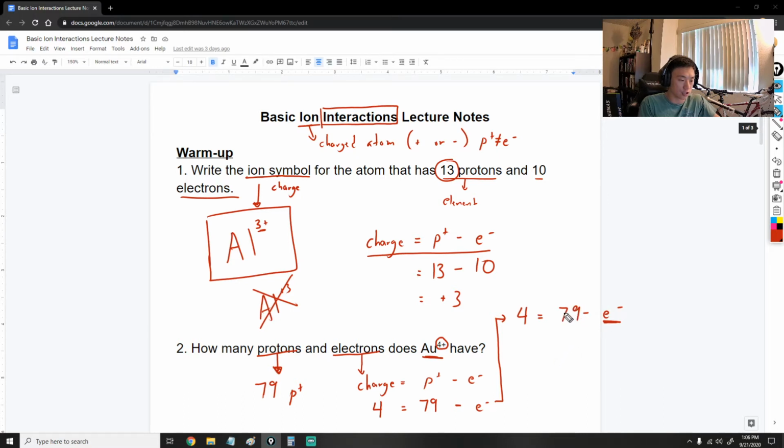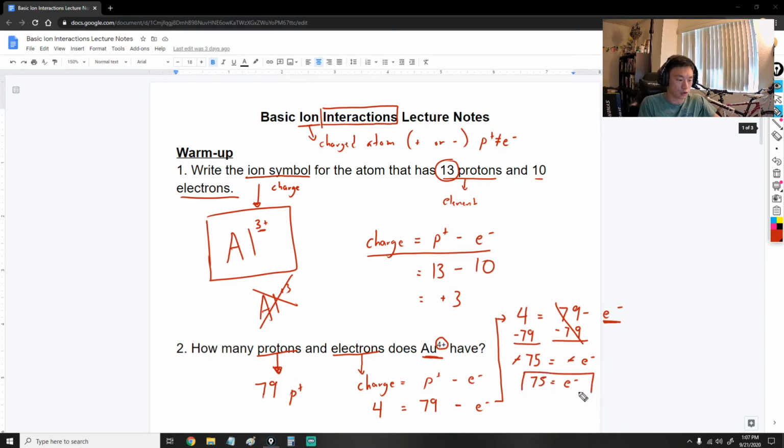Okay, so in order to get rid of 79 here, since we're doing 79 minus E electrons, what we're going to do is subtract 79 from both sides. Because if we subtract 79, the 79 cancels out, and on this side, we only have negative electrons. Okay, 4 minus 79, you punch that into your calculator, and you should get negative 75. And since there's a negative on both sides, you can cancel out the negative. That means that there are 75 electrons.